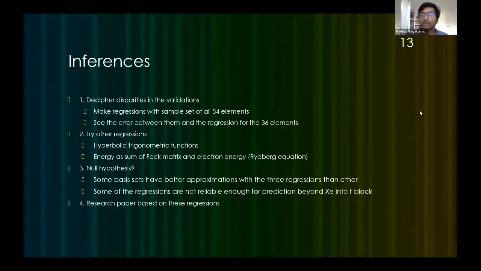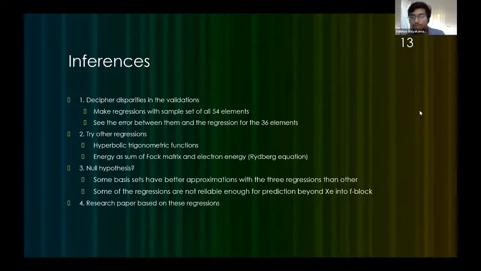So we still wanted to decipher why there may be some disparities in all of the validation regressions that we're seeing. We wanted to make regressions where we use all 54 elements, see how that compares to the one with just 36, and see where there may have been error, because in some of them they're quite similar and in some they're very different. We have to see if maybe it is a regression program error or something of that sort.